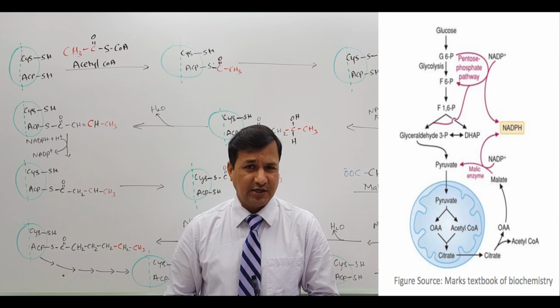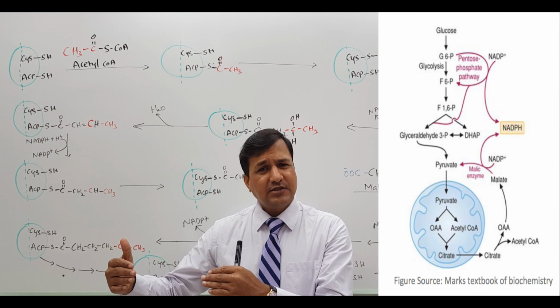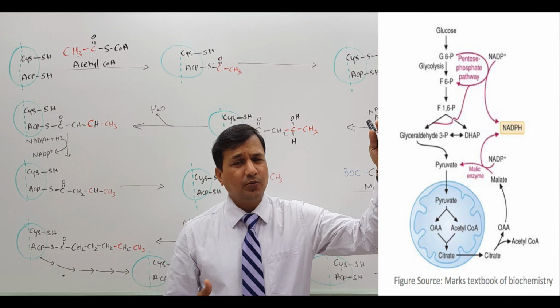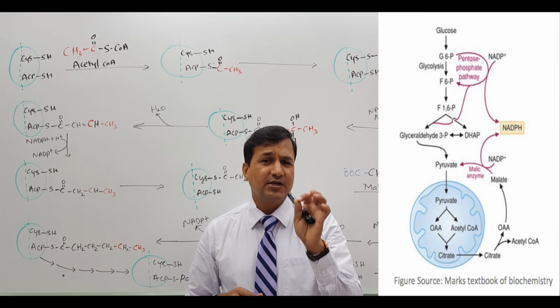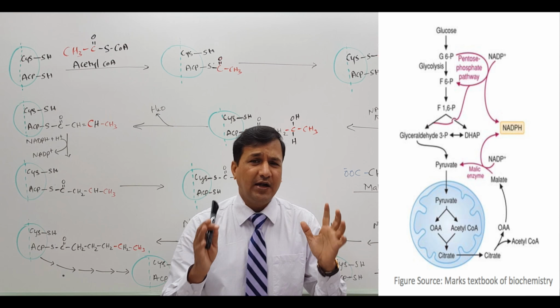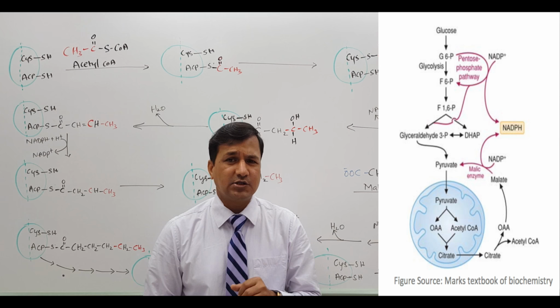Now, acetyl CoA is diverted into fatty acid synthesis. Oxaloacetate is converted into malate, and malate is converted back into pyruvate by malic enzyme in the cytoplasm. That malic enzyme provides an additional source of NADPH plus H plus for fatty acid biosynthesis. So fatty acid biosynthesis needs NADPH. Predominantly, it will come from the pentose phosphate pathway. Now, the malic enzyme is an additional source of NADPH in the liver.